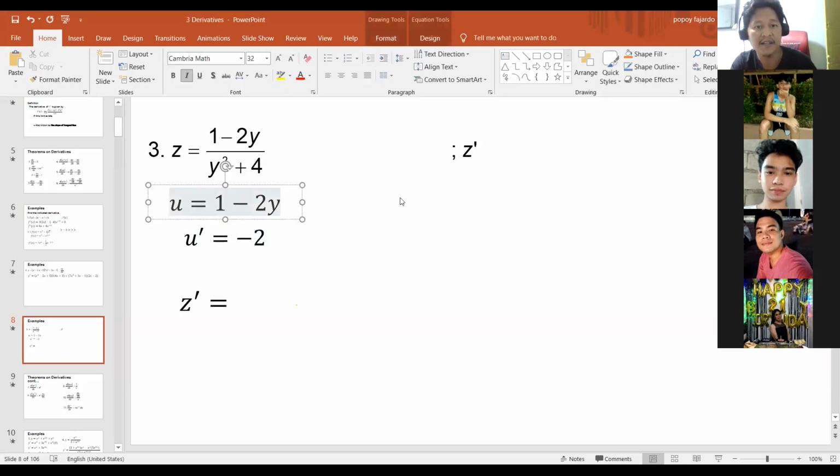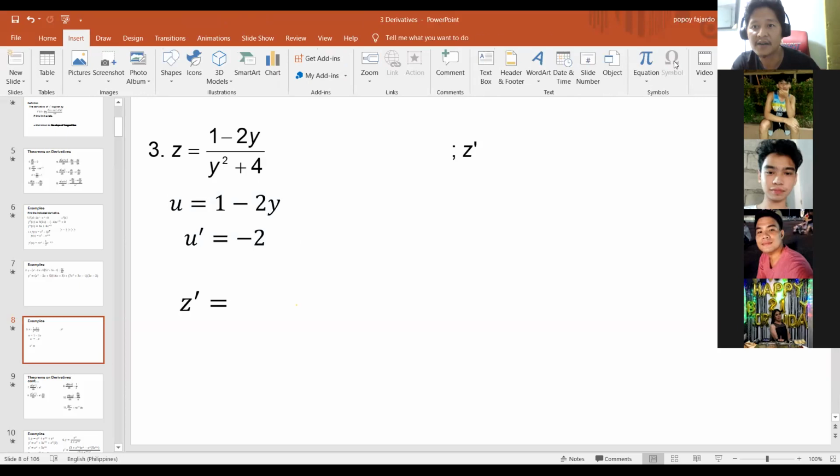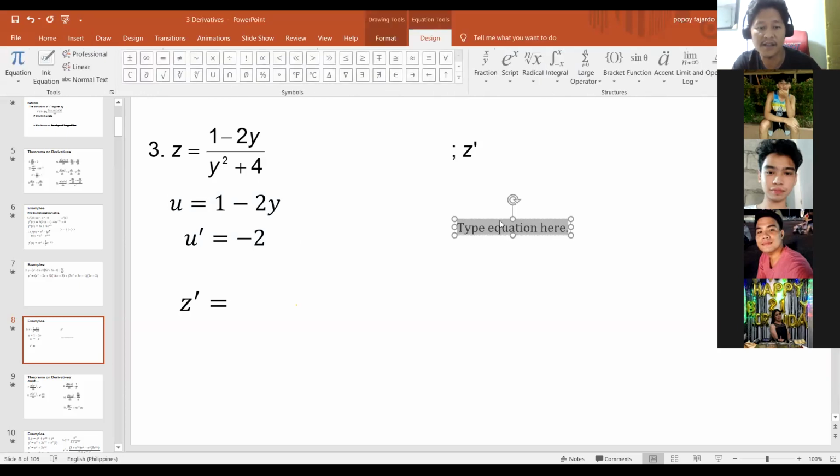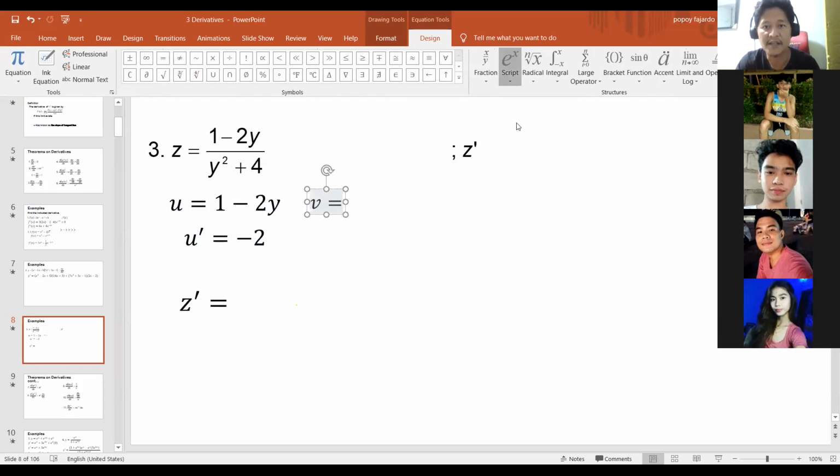Next, we now get the denominator naman. So v here is your denominator. Copy natin yung denominator. Ano yung denominator natin? Y squared plus 4. Tama ba?